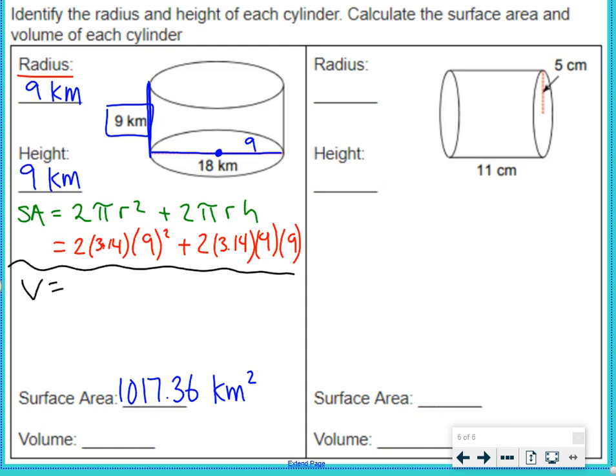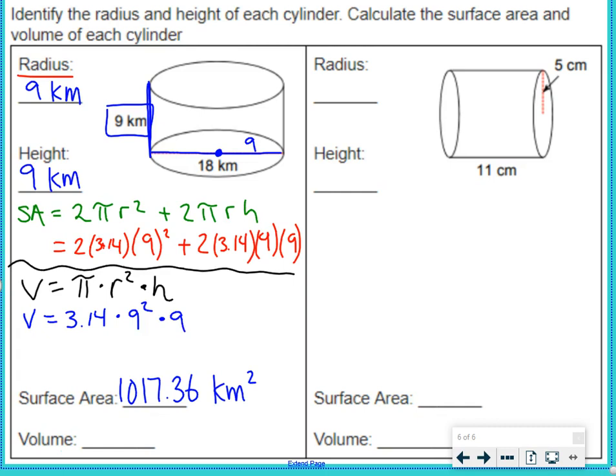Remember, volume is the area of the base times the height. So area of the base is pi times r squared. Then multiply that by the height. So if we plug in the right pieces, we get volume equals pi, which we're going to use 3.14, times the radius, which our radius is 9, and we're going to square that, times our height, which is also 9.